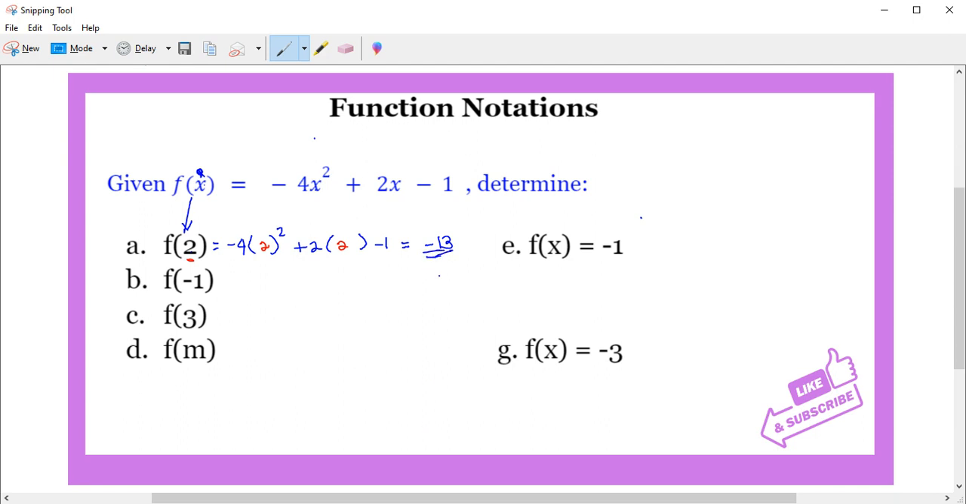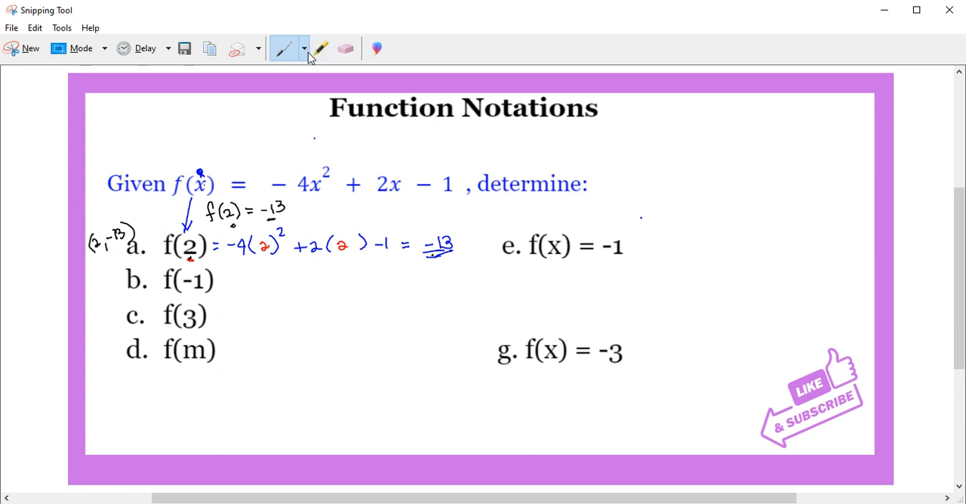Negative 13. What this means is that there is a point, this is your x, this is your y. So for this one, it is 2 comma negative 13. In other words, the shortcut looks like f of 2 equals negative 13. This is your x, that is your y.